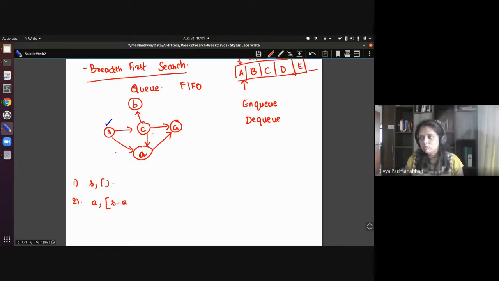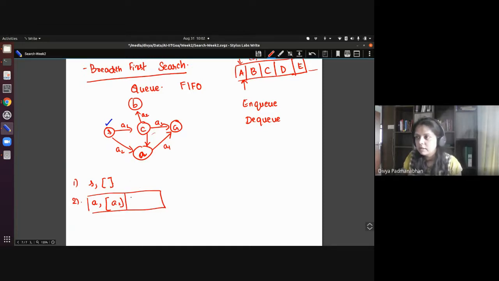The entry should carry the label of whatever action took you from S to A. Let me label it so that it's clearer: A1, A3, A2. These are the actions which took you there. Initially there was no set of actions. Now you went to state A via the action A2. So your queue has this entry first, and the next entry is C with A1.